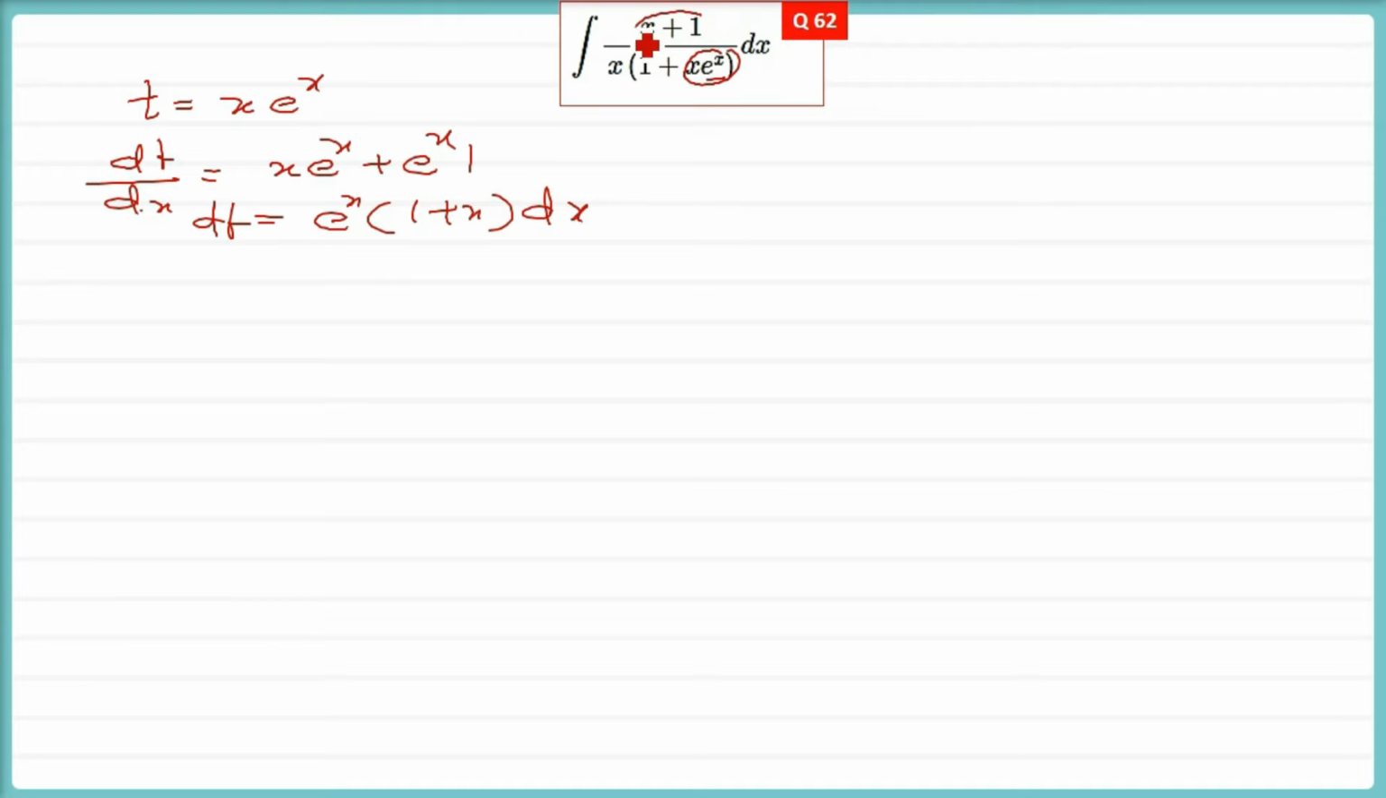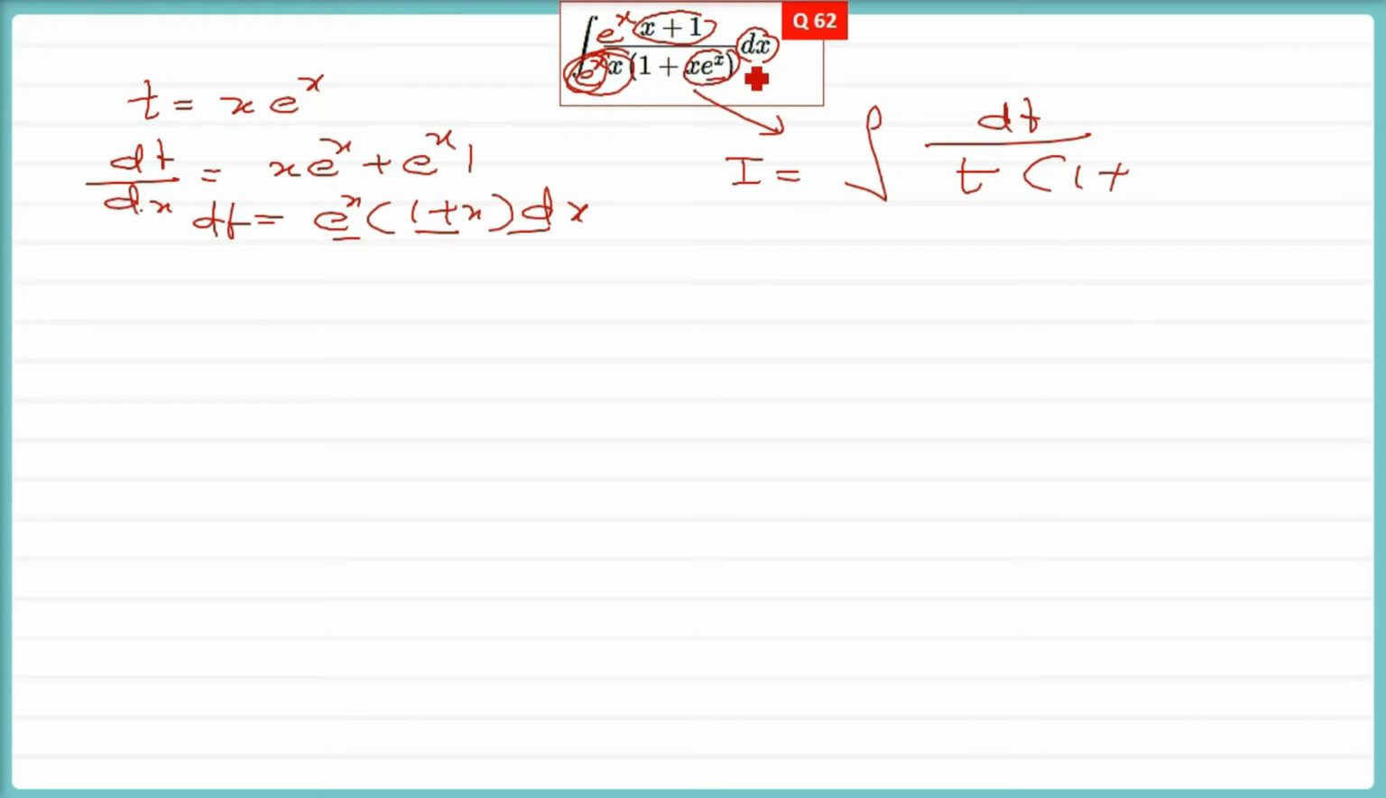But in the numerator, this (x plus 1) into dx is in the numerator. For that we need e raised x also. So numerator and denominator can be multiplied by e raised x. So this integration will become something like this. This e raised x (1 plus x) dx can be written as dt, and this e raised x into x has already been taken as t, so you can just write t in place of that, and then 1 plus x into e raised x can be taken as 1 plus t.